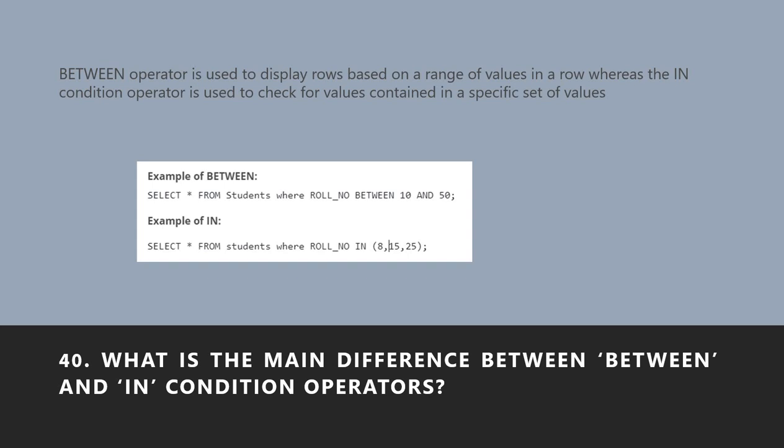In this example, select star from students where roll number between 10 and 50, it will display the student details with the roll numbers between 10 and 50. It can be any roll number, 11, 12, 13, or anything up to 50. An example of IN is select star from students where roll number in brackets 8, 15, 25. It will only give the details of students with the roll numbers 8, 15 and 25.